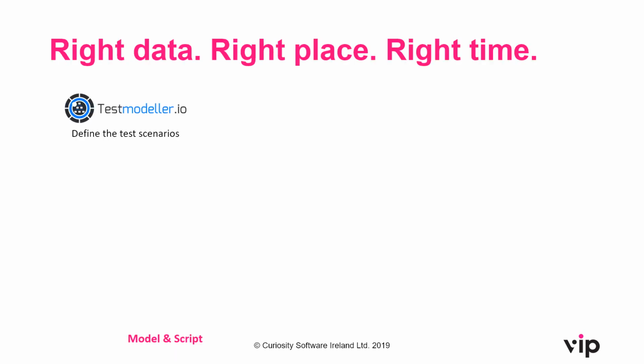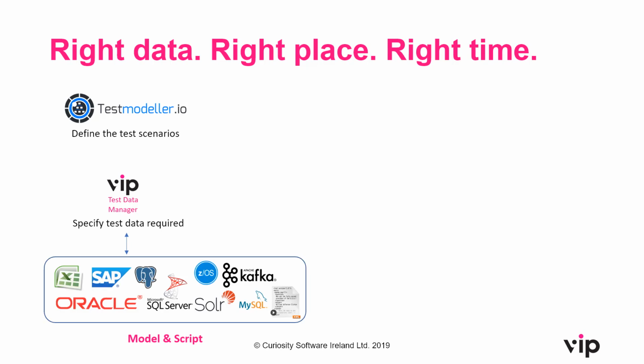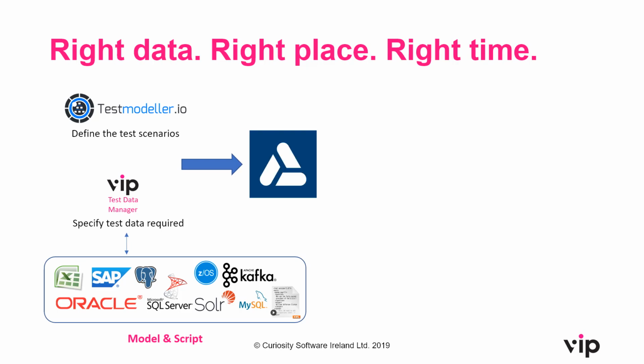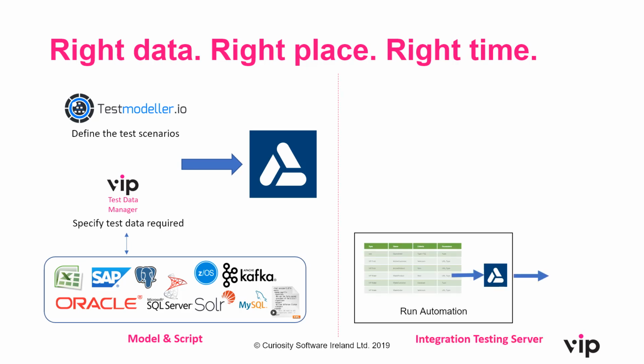What we'll be doing here is using TestModeller to define our automated test scenarios. We'll then be using our test data allocation engine to specify the test data we require for each of these tests from a vast array of data sources. The output of this is we will get a series of UFT scripts with the test data and test automation defined. When it comes to running the automation, we will just in time, on the fly, make, find and allocate the data required for each of the automated tests.